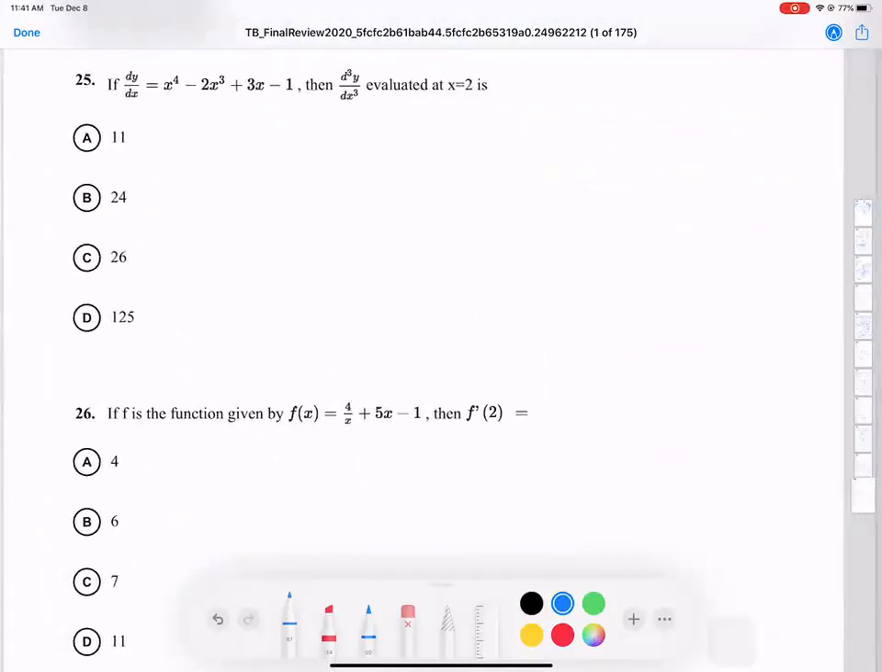Okay, 25. They're given the first derivative, and they want us to take it all the way to the third derivative. Okay, fine. d squared y over dx squared is 4x cubed minus 6x squared plus 3. Our next derivative, using the power rule, is 12x squared minus 12x. Then it wants us to plug in 2. 4 times 12 is 48, and then 12 times 2 is 24. 48 minus 24 is 24.